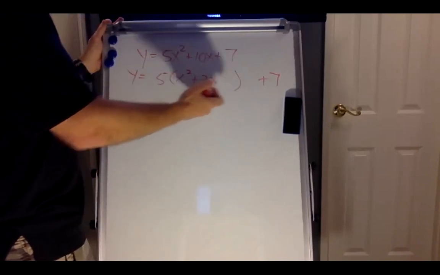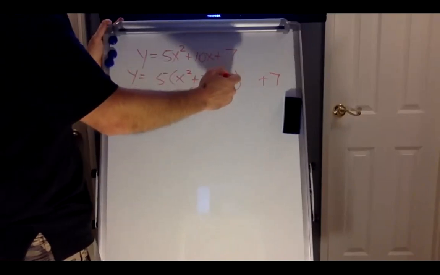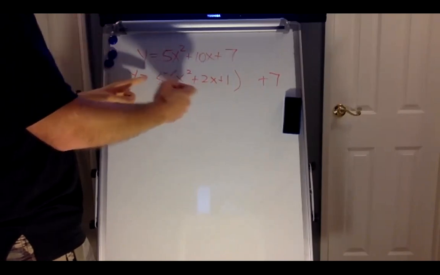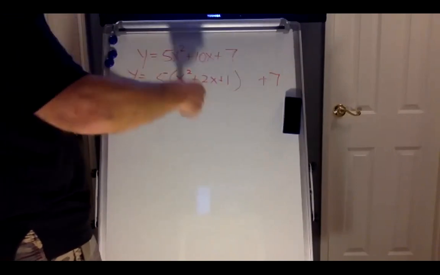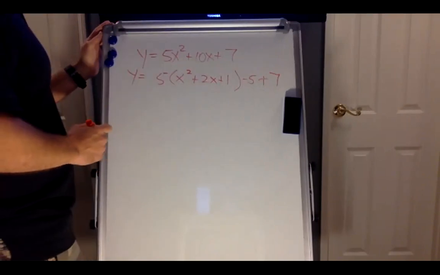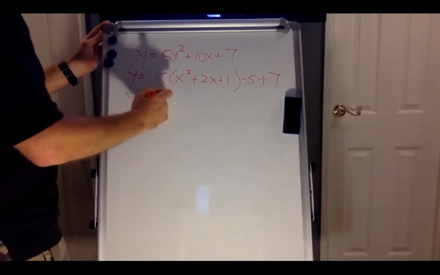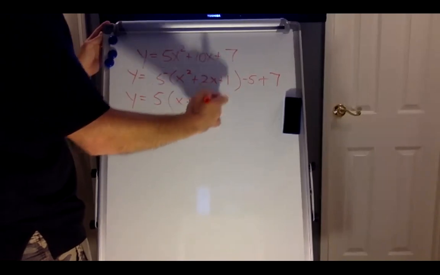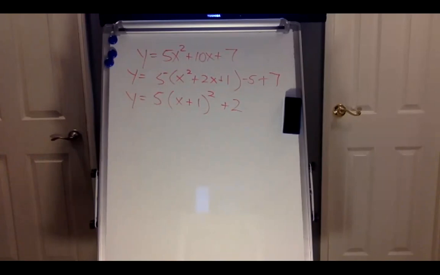Now I want to complete the square inside of here, which is half of that squared is 1. If I am adding 1, I'm not really adding 1 to the whole right side. I'm adding 1 times 5 to the right side, which means I have to subtract it over here. Okay? Okay, I get it. Now the 5 is there. This is a perfect square. That's x plus 1 squared. And this just becomes plus 2. You are now in vertex form.